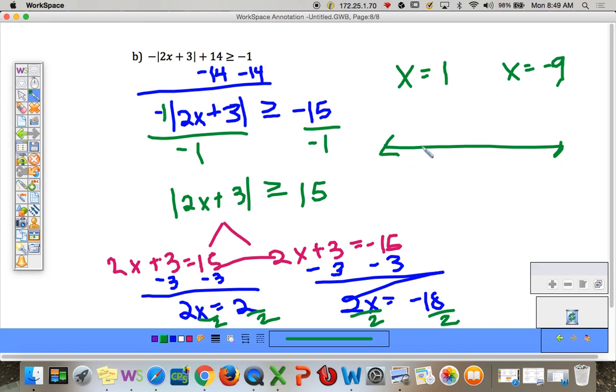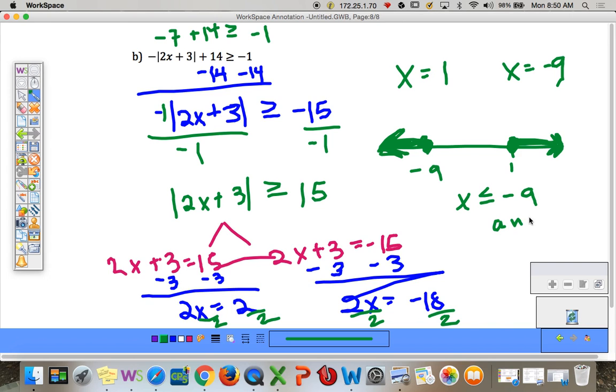So if we were to graph this, negative 9 is my smallest number, a closed dot, and it would be smaller than the smallest number. And here's the other one, it'd be bigger than the biggest number. And again, you can plug in your answers and check, like let's plug in a 2. 2 times 2 is 4, 4 plus 3 is 7. You'd have negative absolute value of 7 plus 14 is greater than or equal to negative 1, and that does work. Okay, so if we write this up as a solution, x is less than or equal to negative 9, and x is greater than or equal to 1.